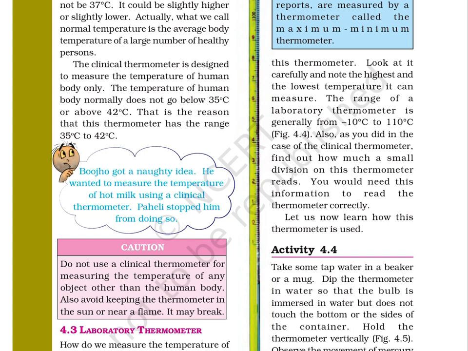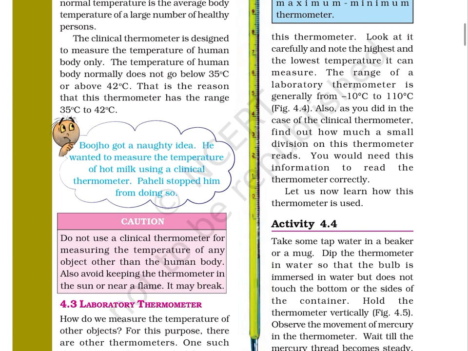Also, as you did in the case of the clinical thermometer, find out how much a small division on this thermometer reads. You would need this information to read the thermometer correctly.